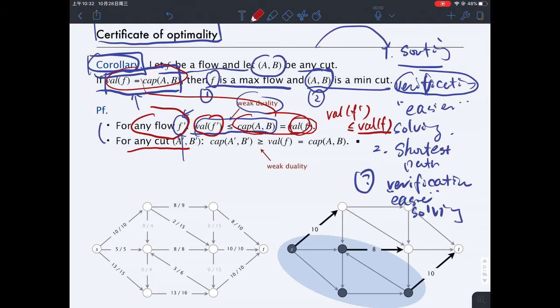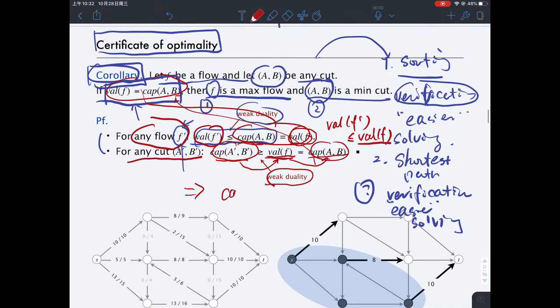Similarly, for any cut A prime, B prime, the capacity of A prime, B prime is at least as large as the value of f, right? Because of the weak duality. But the value of f would be the same as the capacity of A and B, right? So this is what's given. So if I look at both ends of the inequality, again, I get that the capacity of A prime, B prime is at least as large as the capacity of A and B, right? So that's basically the definition: A and B is a min cut, right?